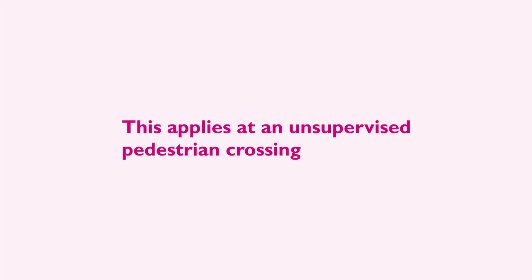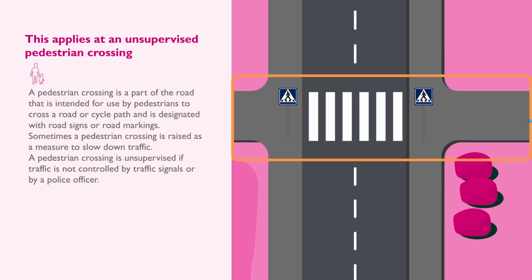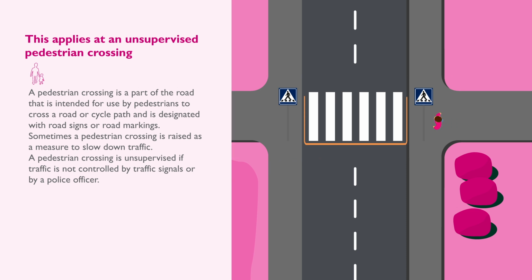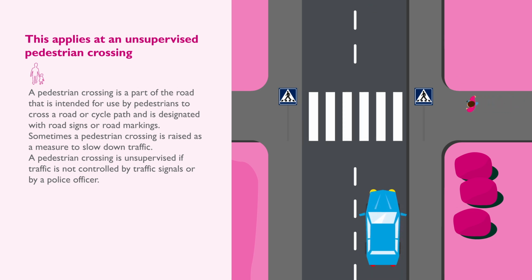This applies at an unsupervised pedestrian crossing. A pedestrian crossing is a part of the road that is intended for use by pedestrians to cross a road or cycle path and is designated with road signs or road markings. Sometimes a pedestrian crossing is raised as a measure to slow down traffic. A pedestrian crossing is unsupervised if traffic is not controlled by traffic signals or by a police officer.